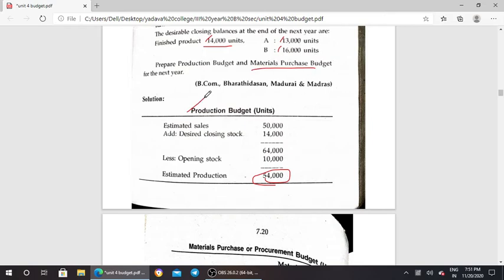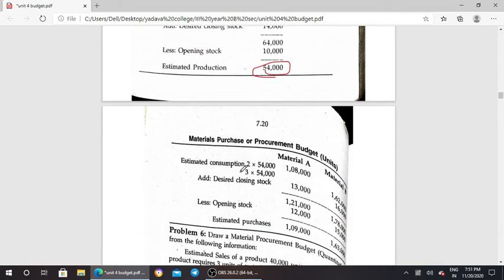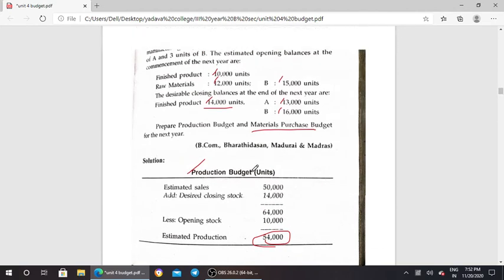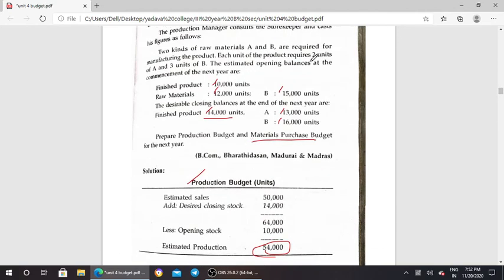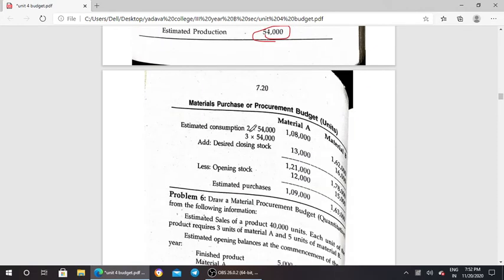Okay. So now we are going to prepare a material purchase budget. This is a production budget. Now we are going to prepare for a material purchase. So for material purchase we have just calculated estimated production. The estimated consumption of A they have given 2 units, for B they have given 3 units. So with this, 2 into 54, for A 1,08,000, for B 1,62,000.